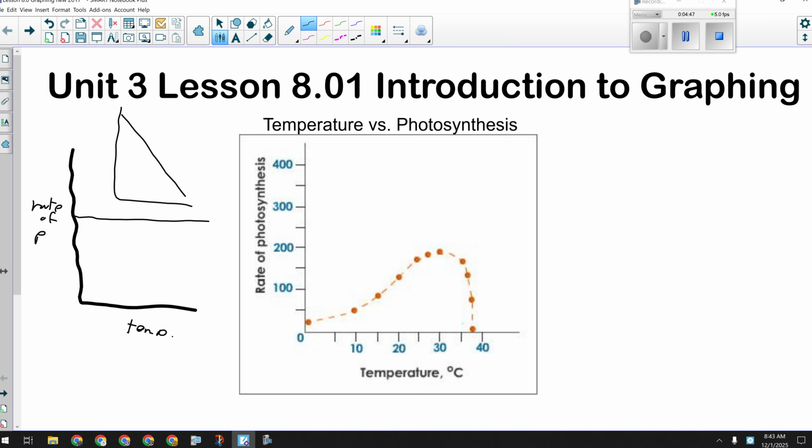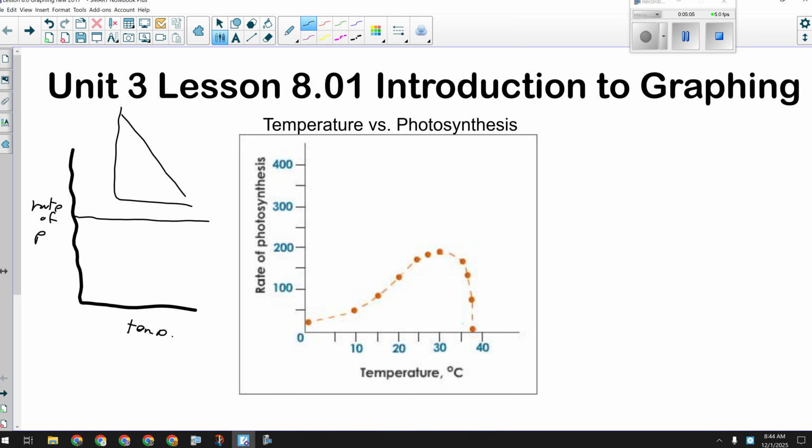And then on the y-axis, they have rate of photosynthesis. Is there anything missing from the y-axis? Because if I was giving this graph a mark out of 5, I would give it 4.